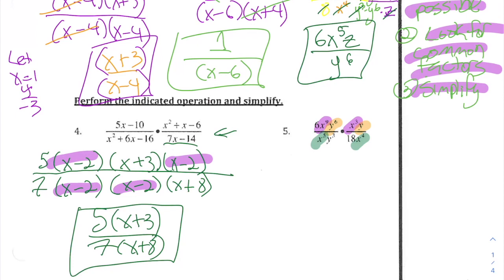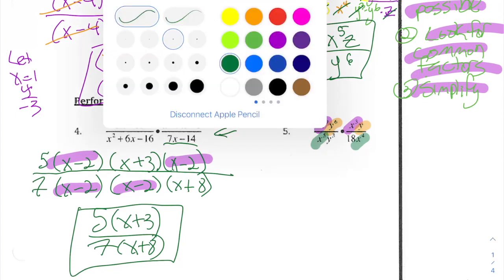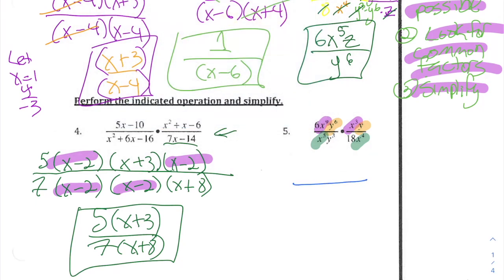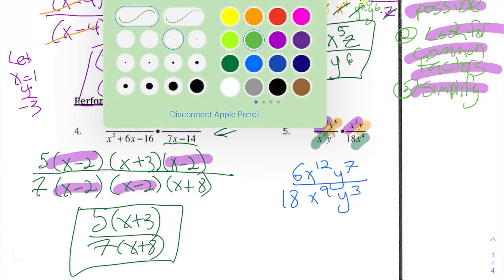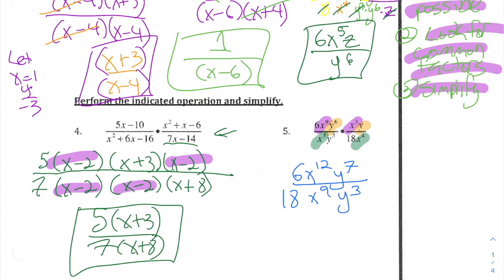Okay, so all I'm going to do is multiply these terms out with one common fraction bar, and I'm going to get 6x to the 12th, y to the 7th, over 18x to the 9th, y to the 3rd. And again, some of you will have your own techniques and strategies, and that's fine, but I know that there's some people that struggle on this, so just follow along, and let's rewrite things with common terms.